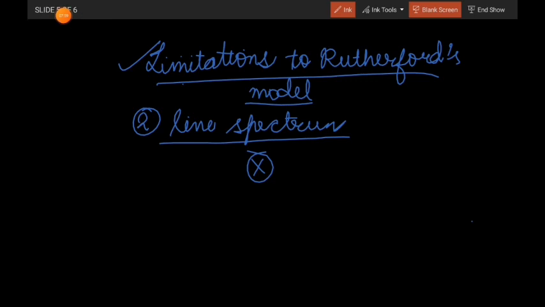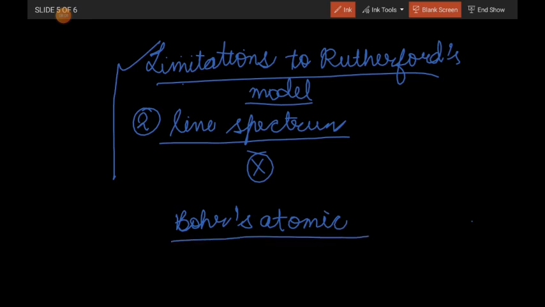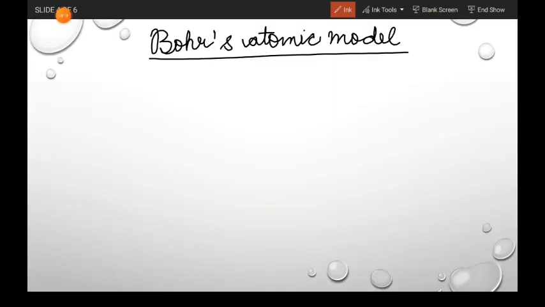So to overcome all this, we have Bohr's atomic model, which explains that whatever limitations were there in Rutherford's atomic model are all overcome by Bohr's atomic model. So now let us start with that. Let us talk about Bohr's atomic model. Bohr's atomic model is actually given in the form of postulates. That means there are some important postulates that you have to learn when we talk about Bohr's atomic model. So what were those postulates? Let us talk about them.